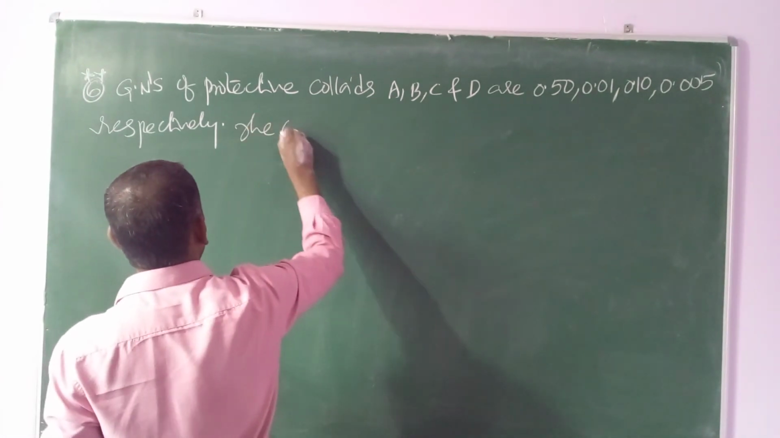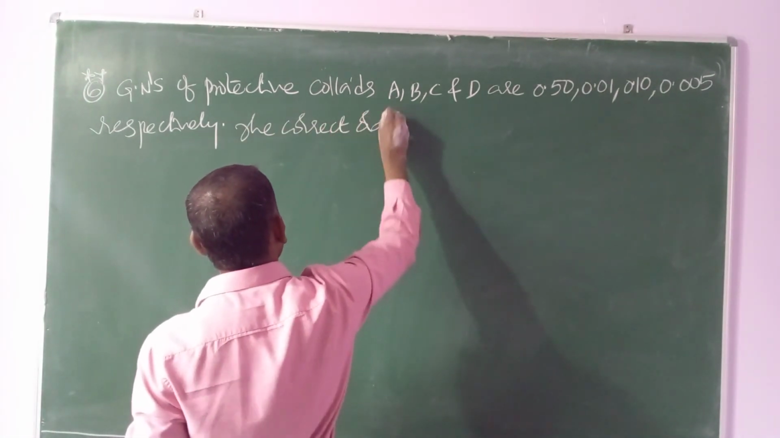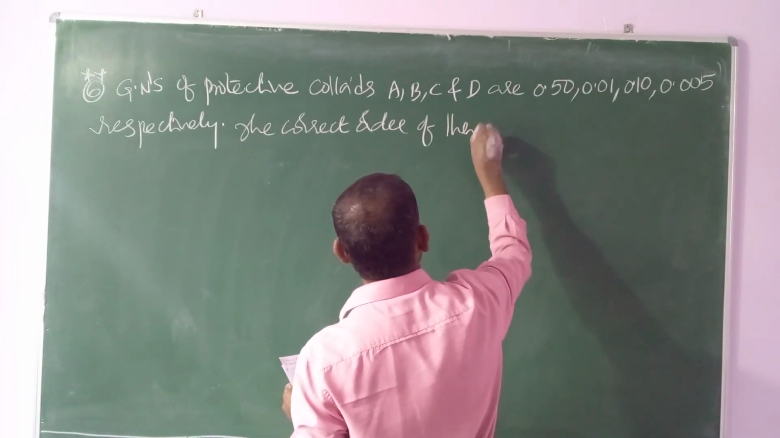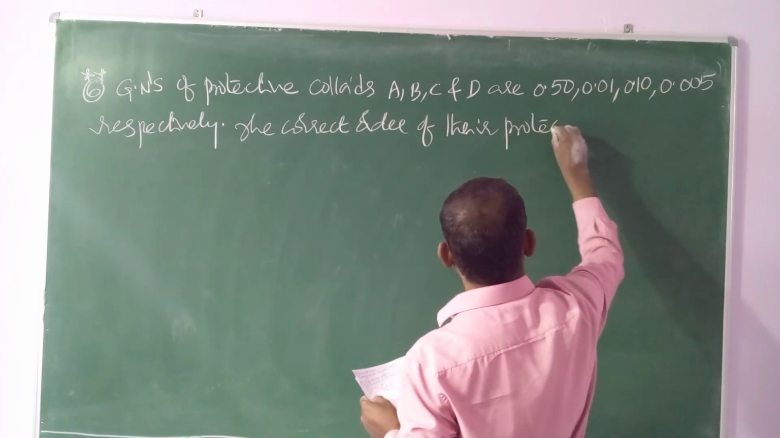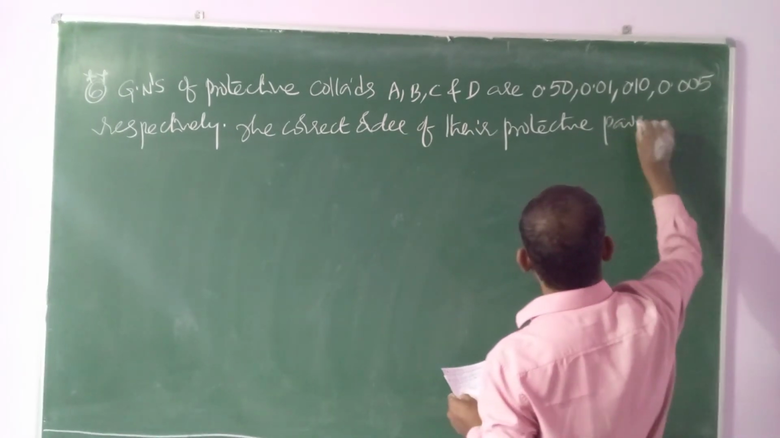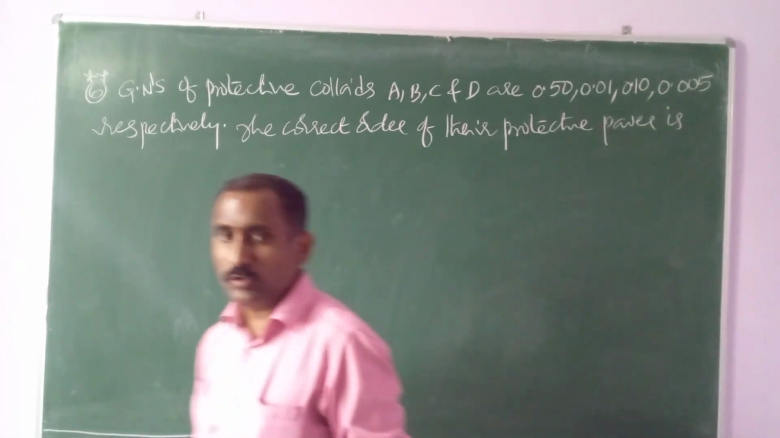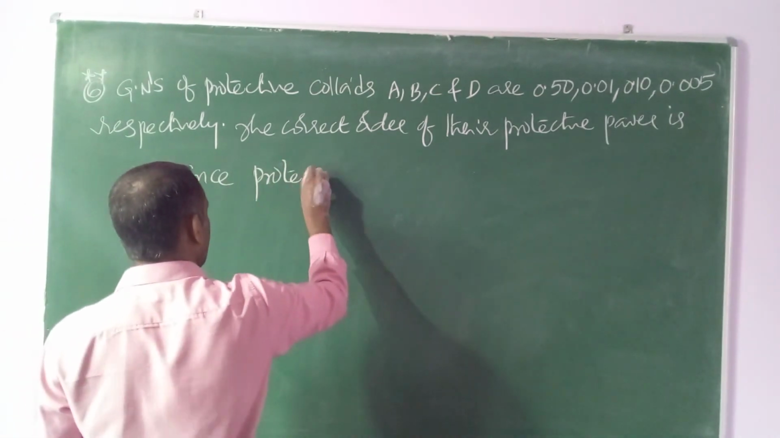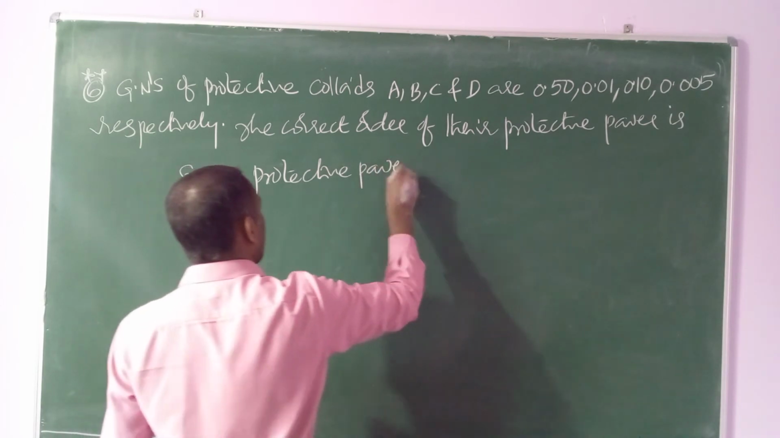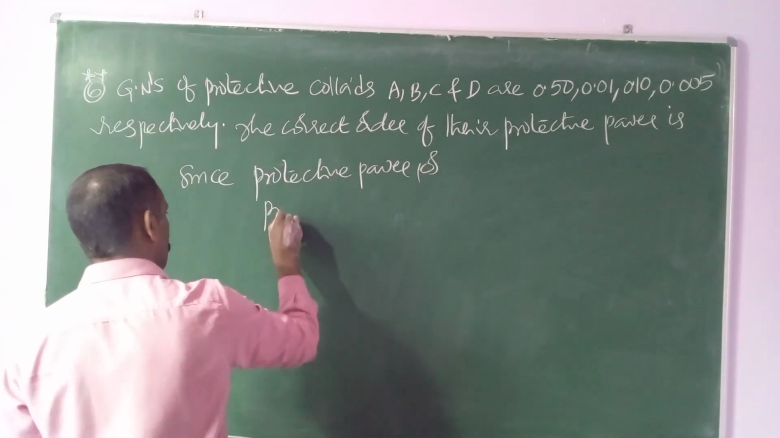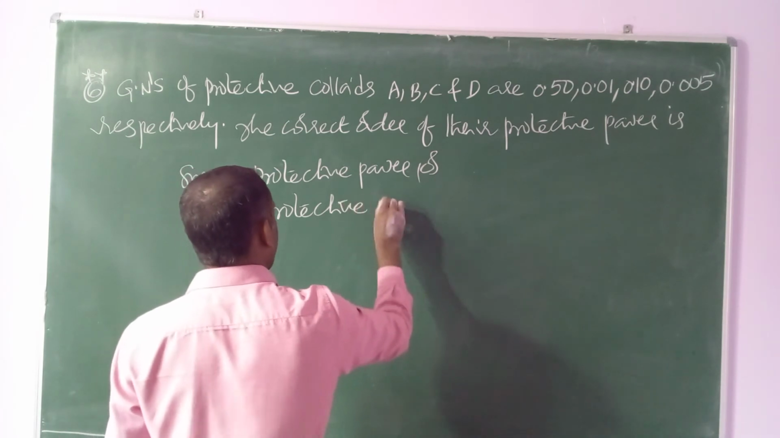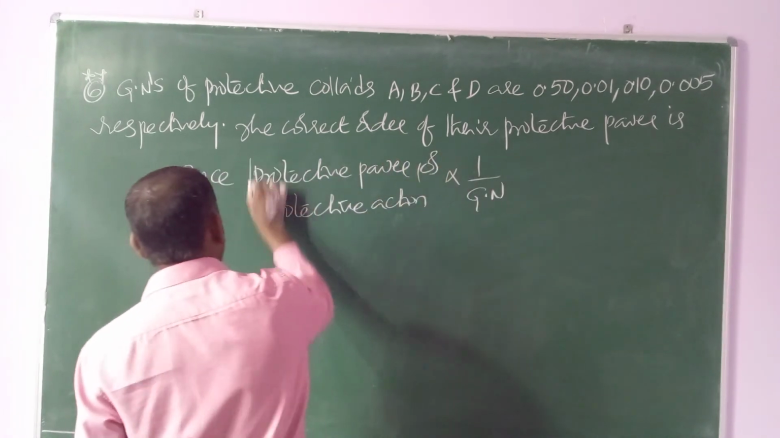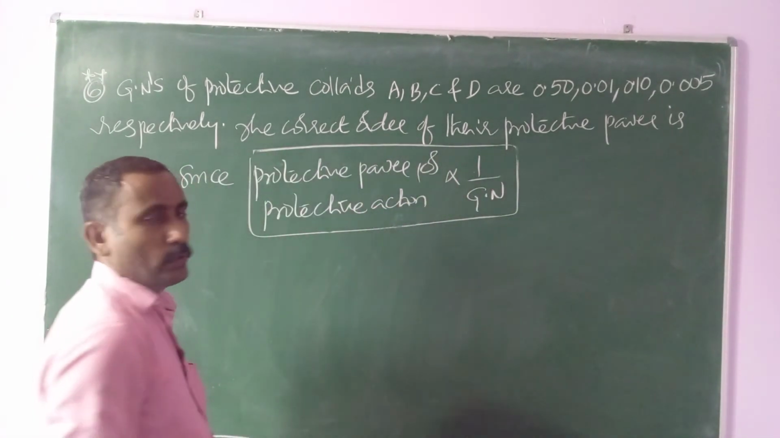The correct order of their protective power is, here gold number they given, protective power they are asking. We know that protective power or protective action both are same, protective power or protective action inversely proportional to gold number. Lower the gold number, higher is the protecting power.